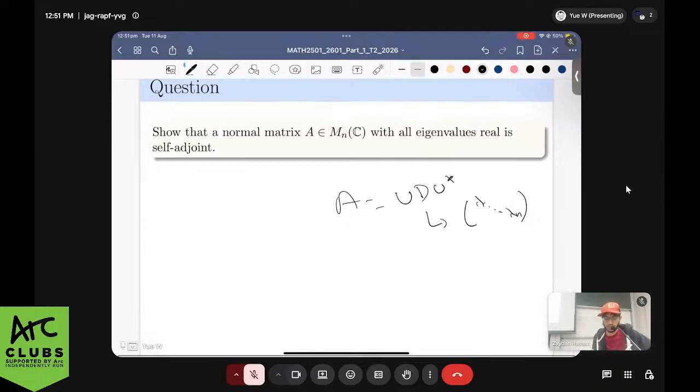Self-adjoint, we just need to show it's equal to its adjoint. Using the properties of adjoint, you get U D star U star. But D transpose is itself, because D is a diagonal matrix, so it's symmetric. D conjugate is still D because it's real. So D star is still just equal to D, and this is A. So A star equals A, meaning A is self-adjoint.